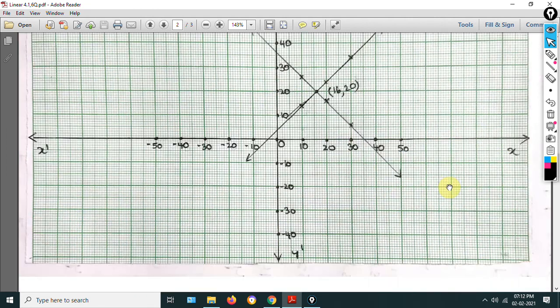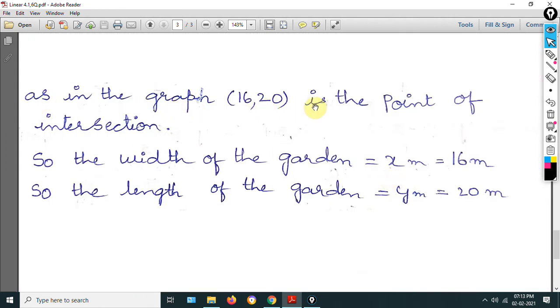See, in the graph 16 comma 20 is the point of intersection. So the width of the garden, how much did we take? x meter we took. Here we got 2 points, so this side will always be the x value and this will be the y value. So we took x meter. How much is x here? 16. So we got 16 meter. Next, the length of the garden, how much did we take? y meter. So what is y? We got 20, so it equals 20 meter. So the width is 16 and the length is 20, we have got.